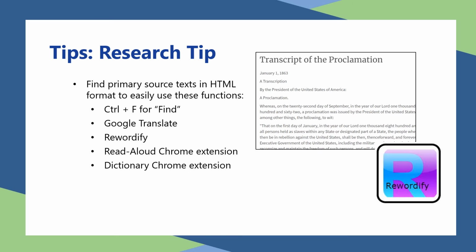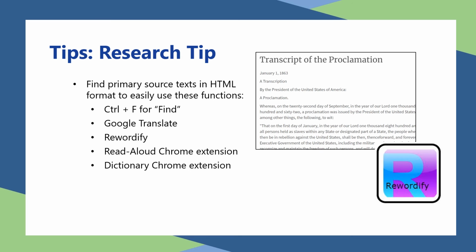Primary source texts can be difficult for English learners, especially when texts are archaic, poetic, written in dialect, or contain specialized language. So one thing that can help is to help students find primary source texts in HTML format. So in other words, it's something that's in the text of a website rather than just as an image, like many digitized sources appear.